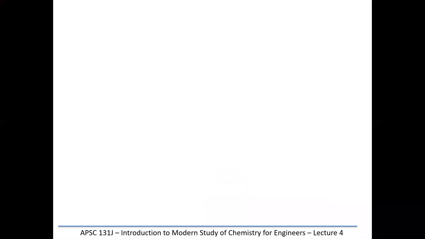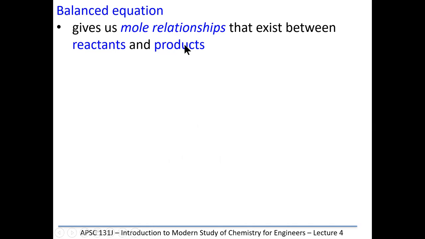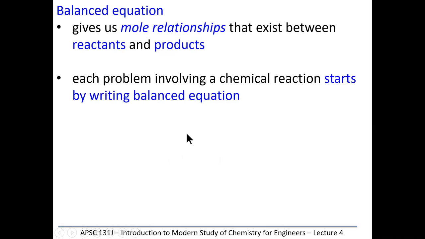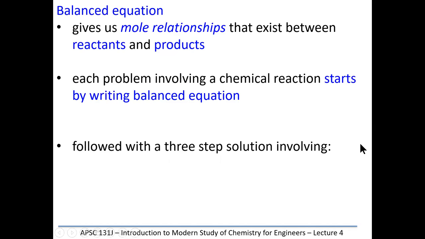So in a balanced equation, what it gives us really are the mole relationships that exist between the reactants and products. And then again, when you have a problem where you're given words, the first thing you need to do is write a balanced chemical equation, which is why it's so important to learn the language of chemistry, how to write formulas. So a lot of the questions I'm going to be giving you in this course will be chemical reactions involving the names of the substances, and you'll be required to come up with the formulas.